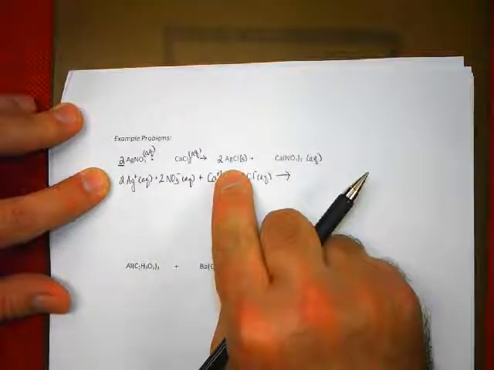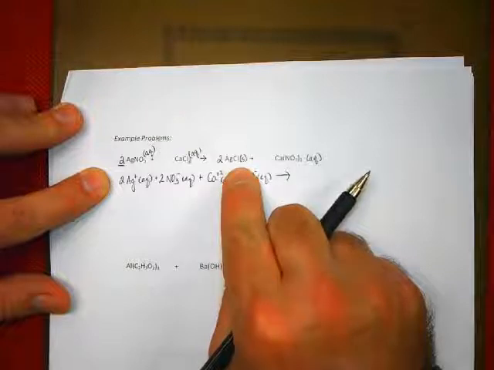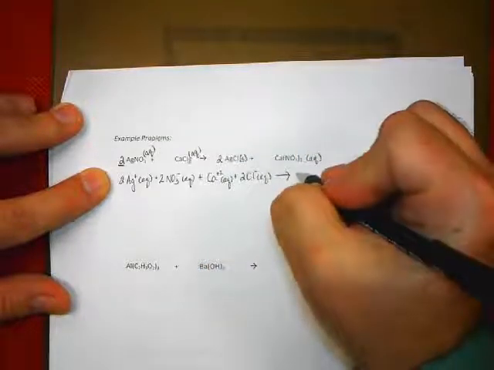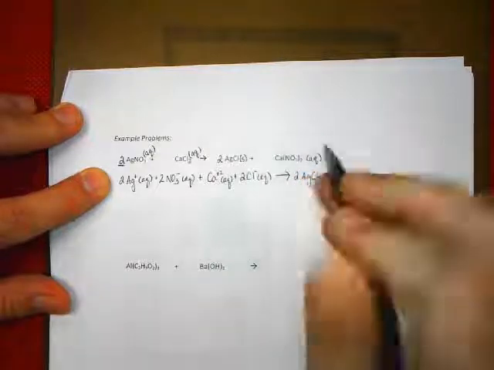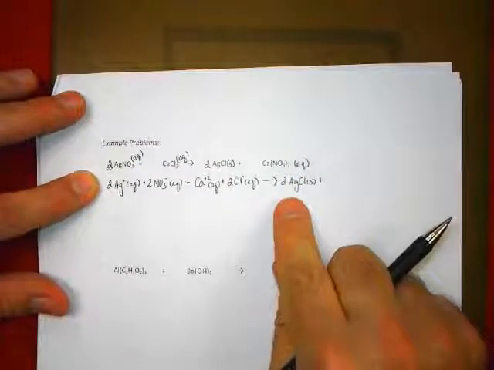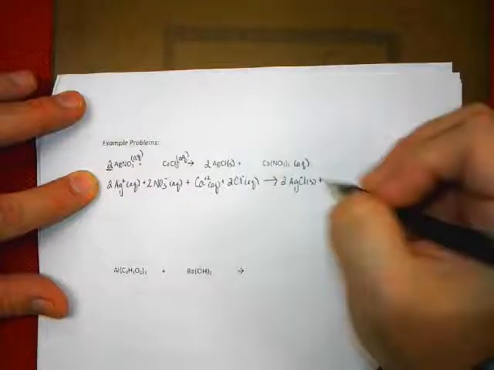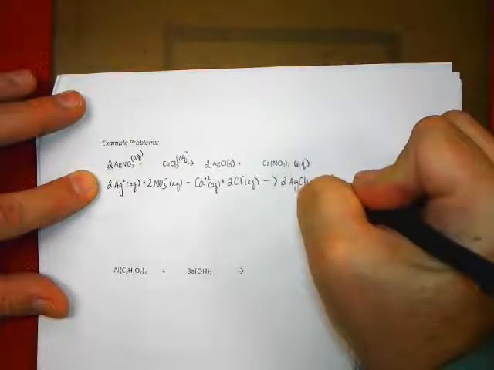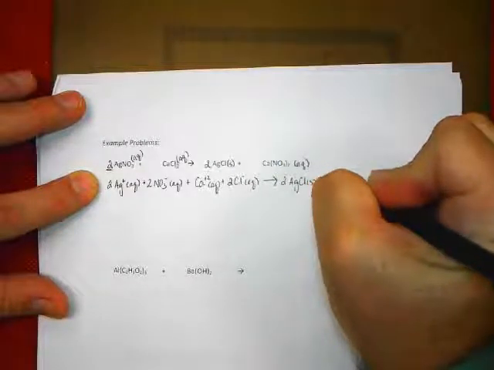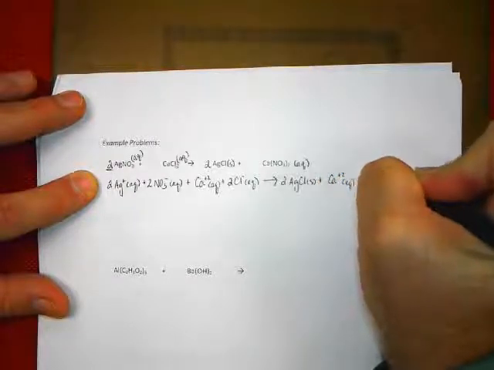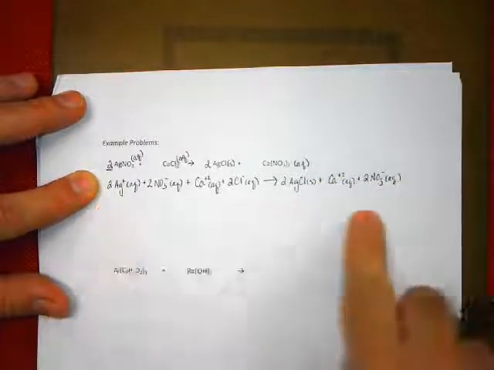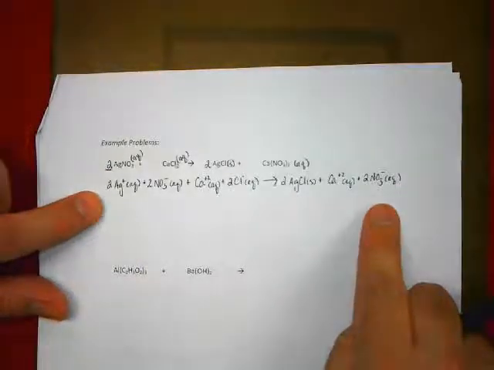The silver chloride is insoluble. We wrote an S after it, so that means it does not break apart. So we write it as written. And then the calcium nitrate does break up, so we don't have a subscript in front of it. So we get Ca2+ (aq) and 2NO3- (aq). So this is our total ionic equation.